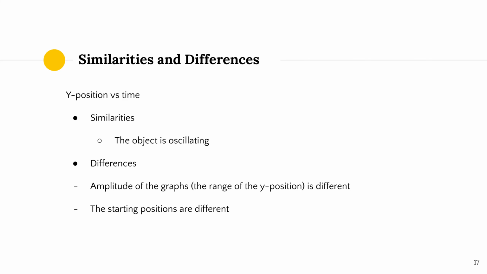For the graph of y position, again, both experimental and computational models showed that the mass is oscillating. However, the amplitude of the graph, which represents the range of the y position, was different and the initial position was different.